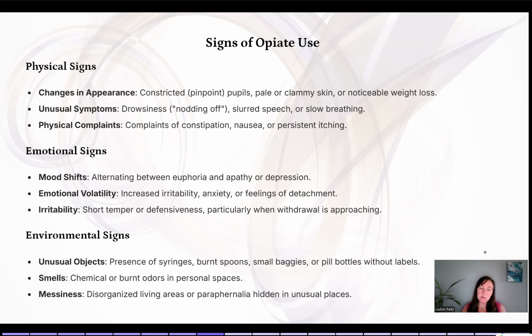Environmental signs, unusual objects like syringes, burnt spoons, small baggies, or pill bottles without labels. Smells, chemical or burnt odors in personal spaces, and messiness, disorganized living or paraphernalia hidden in unusual spaces.